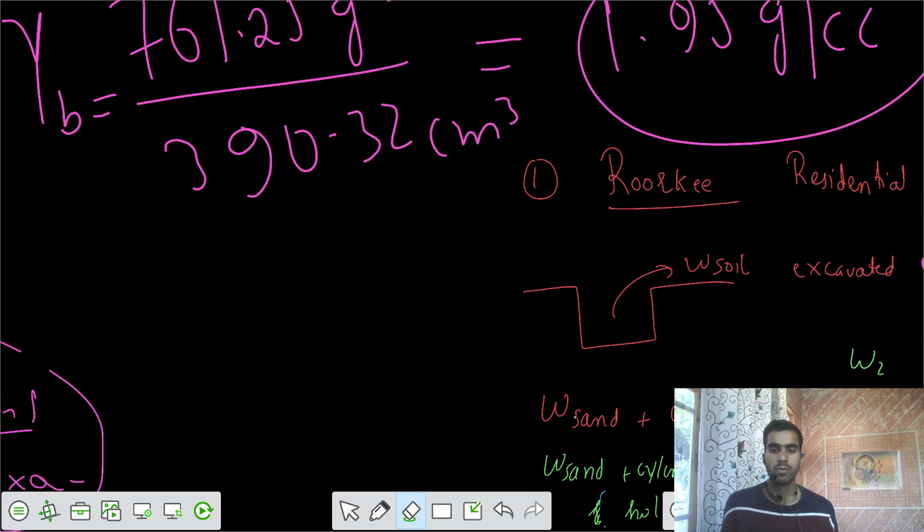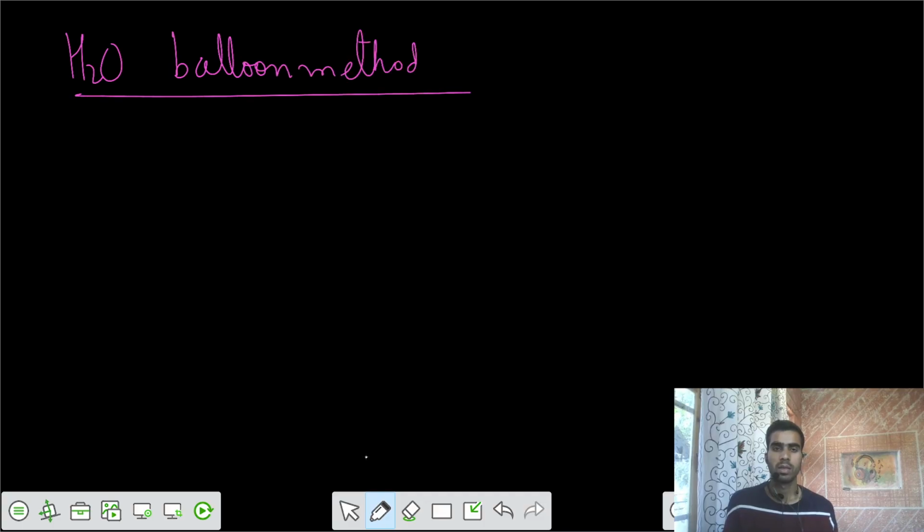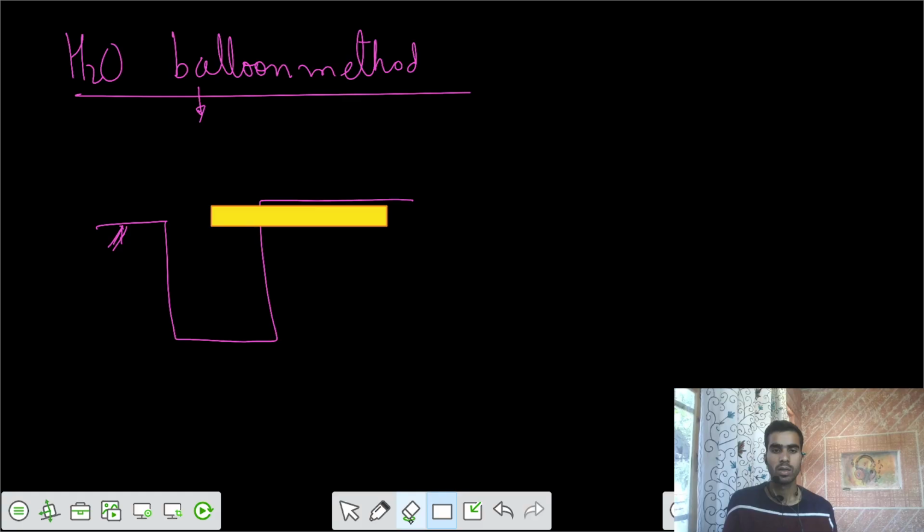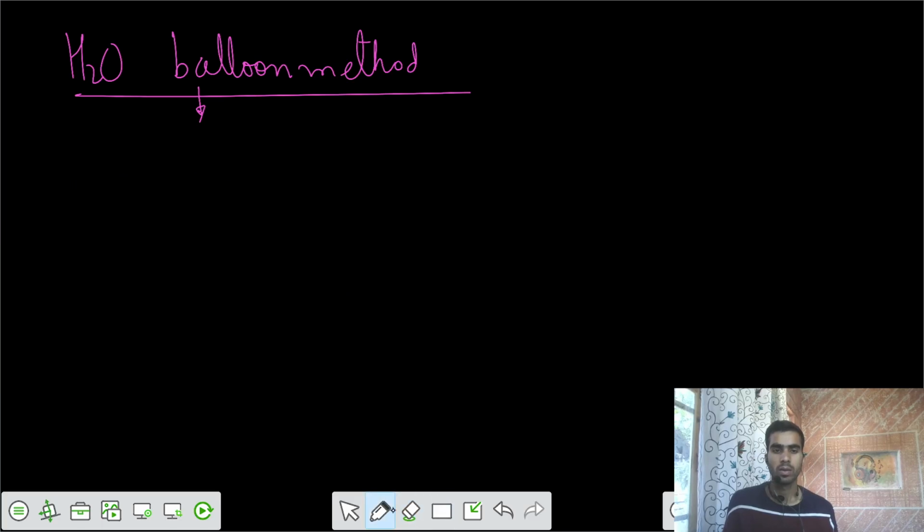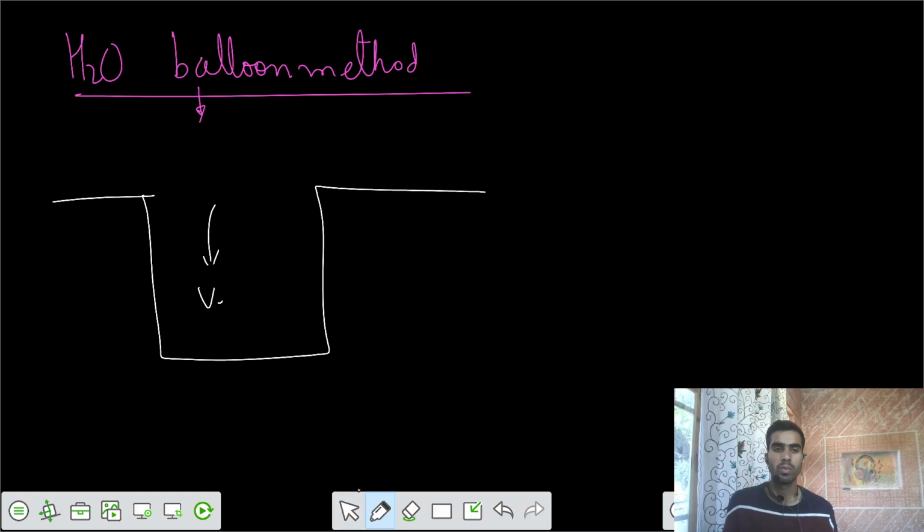So let's go for the fourth method, that's the water balloon method. As the name suggests, once you excavate a particular small area, we want to say what is the volume of that area. Let's say this part we have excavated. Now we want to say what is the volume excavated. That is actually the volume of soil.